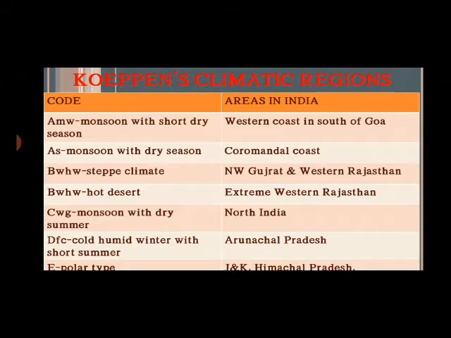CWG, monsoon with dry winter, is found in North India. DFC, which is cold humid winter with short summer, is found in Arunachal Pradesh. And E, that is polar type, is found in Jammu and Kashmir and Himachal Pradesh of our country. This is the map which is showing Köppen's scheme of classification of Indian climate.